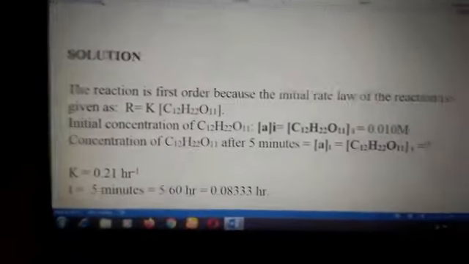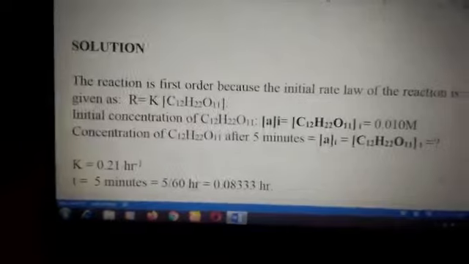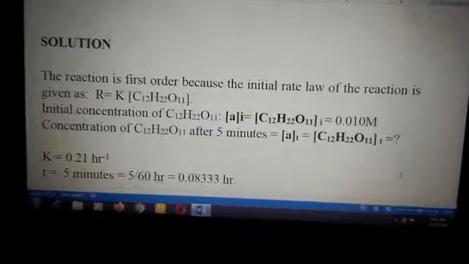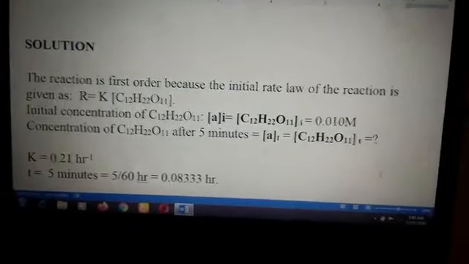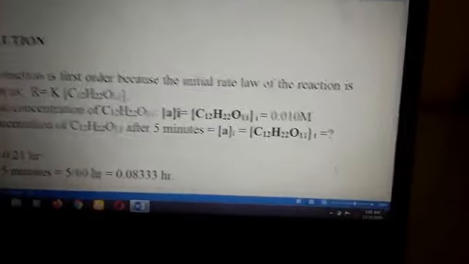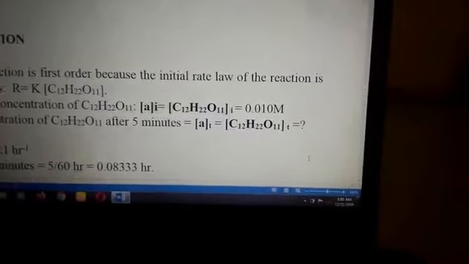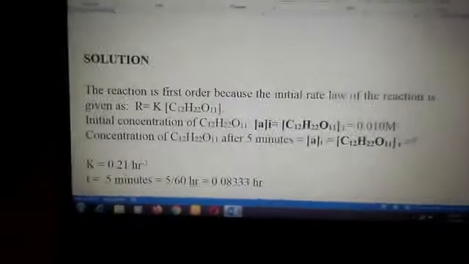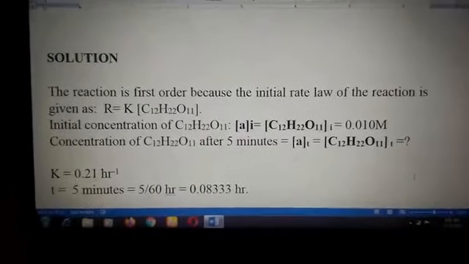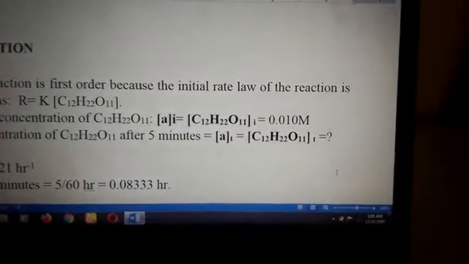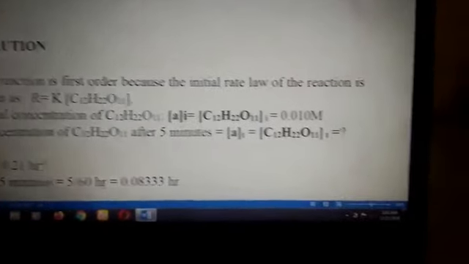Now, the initial concentration of sucrose, C12H22O11, can be written as A_I, where this time around A is your sucrose, and I means initial. It is given to you in the equation as 0.010 mole per dm cubed. Then the concentration of sucrose after 5 minutes. 5 minutes is the time given to us in the equation. A_T, replacing the same A with the same sucrose, C12H22O11. T is unknown. That's what you're asked to find.